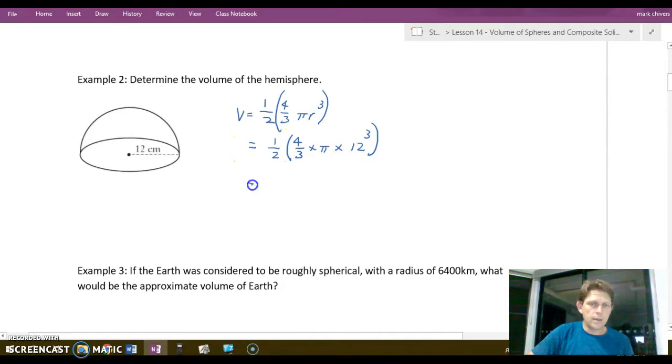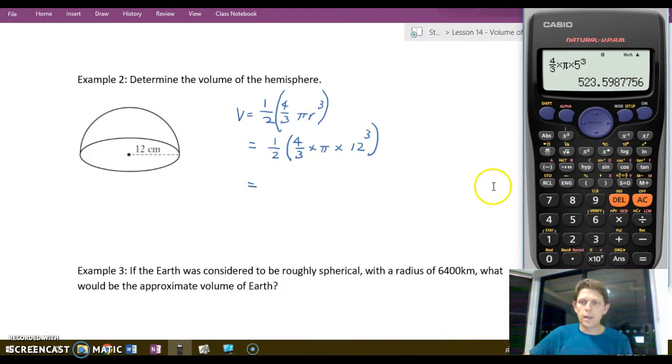So once again, I can just pick up my calculator and type that all in. So I need half times by 4/3 times by pi times by 12 cubed. I'll use that special button there instead of the different one that I used last time. And I just press equals, and that's going to give me my values.